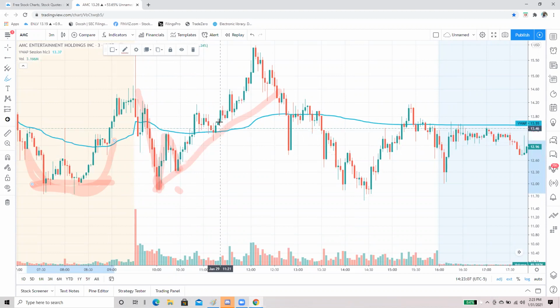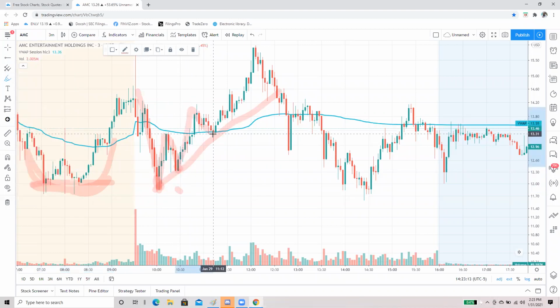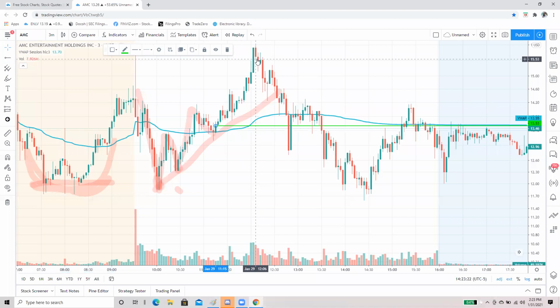Let it wait for VWAP and retest. There's a lot of VWAP traders out there. It goes up to VWAP, comes back, it's holding VWAP. You could literally take an entry right from here. It comes back up, goes up, right? So there are multiple ways to enter.